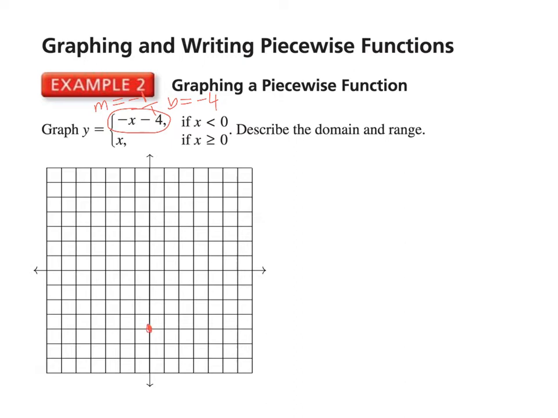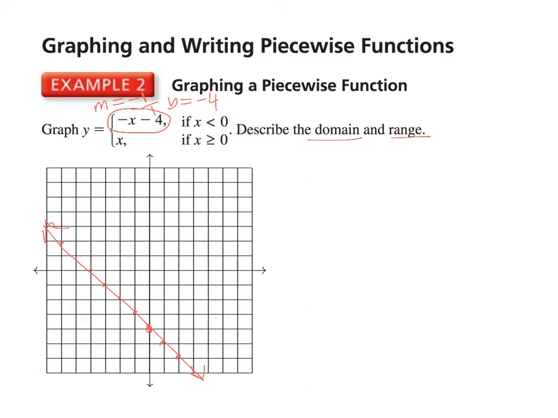Okay, so negative 4, that's my starting point. Then I apply my slope: down 1, right 1, down 1, right 1, down 1, right 1, up 1, left 1, up 1, left 1. Okay? Okay. So there's my line, before I apply the restriction to it, the domain restriction. Oh, and it says and range. Okay, we'll get to that in a moment.